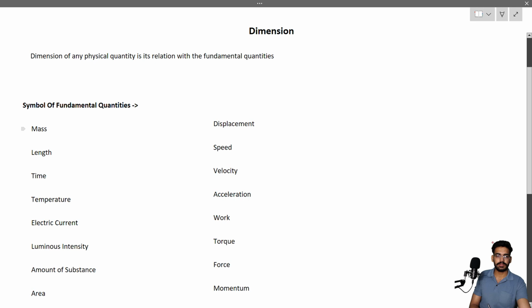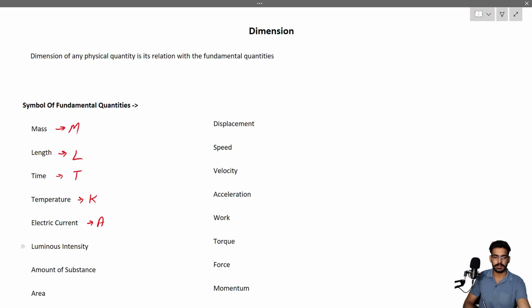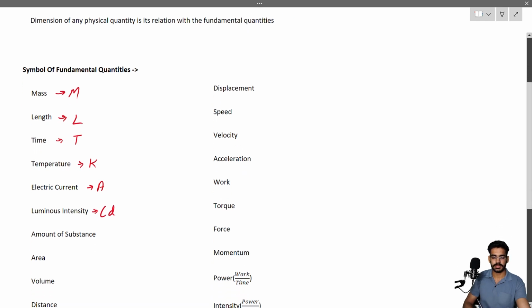For mass we use the symbol M. For length we use capital L. For time we use capital T. Temperature we use Kelvin K. Electric current we use A. Luminous intensity capital C, small d, CD. Amount of substance is mole, for which we use MOLE only.